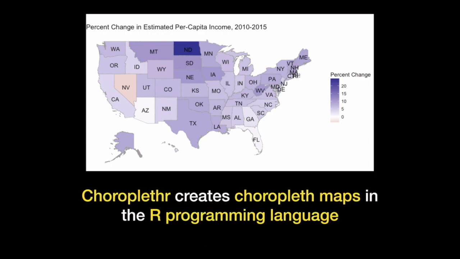I'd like to start by explaining the name Choroplethr and where it comes from. Choroplethr is a software package that creates choropleth maps in the R programming language. The map you see here is technically called a choropleth map. A choropleth map is any map that shows regions, in this case US states, and expresses values for those regions through color.